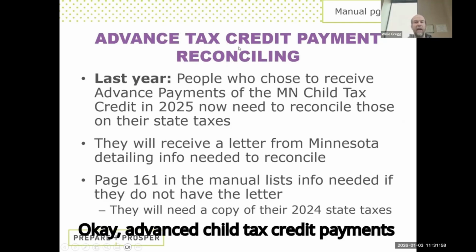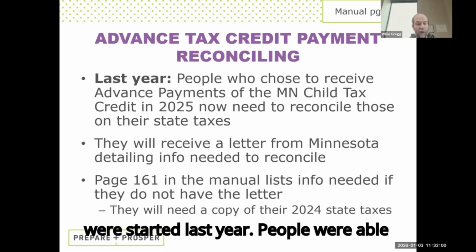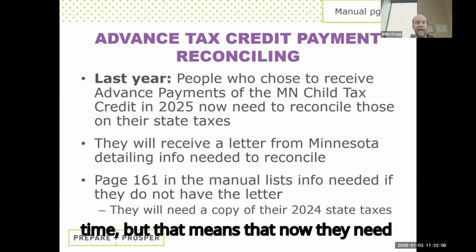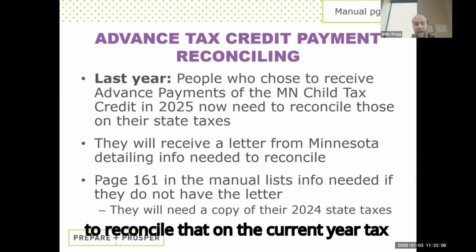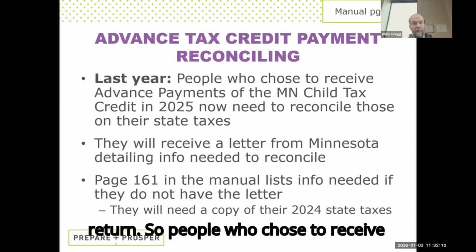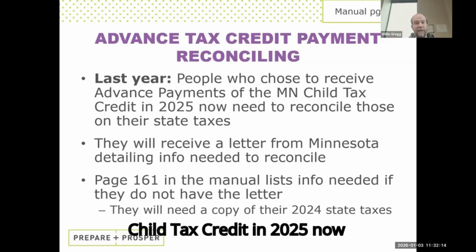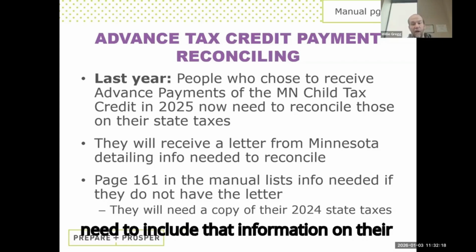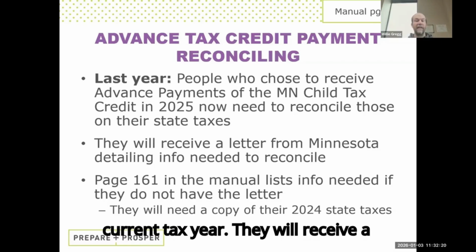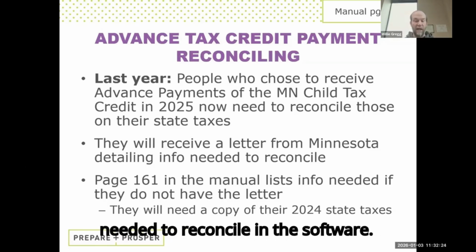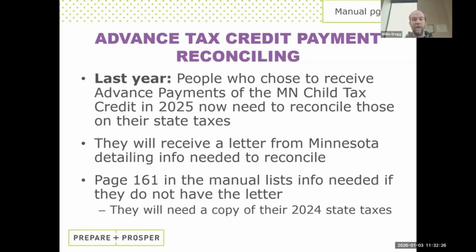Okay, advanced child tax credit payments were started last year. People were able to receive part of their refund ahead of time, but that means that now they need to reconcile that on the current year tax return. So people who chose to receive the advanced payments of the Minnesota Child Tax Credit in 2025 now need to include that information on their current tax year. They will receive a letter from Minnesota detailing the info needed to reconcile in the software.